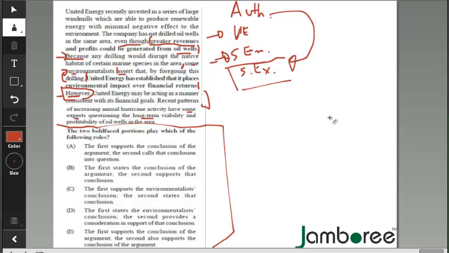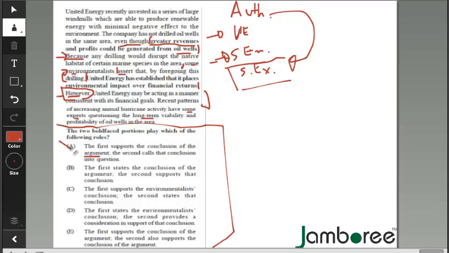What is the conclusion of the argument? The conclusion of the argument is the same as the conclusion of the author. The author is saying that United Energy is moving to windmills because oil wells will no longer remain profitable, right? That is the conclusion of the argument. So the first actually does not support the conclusion of the argument. Does the first statement support the conclusion of the argument? No, right?